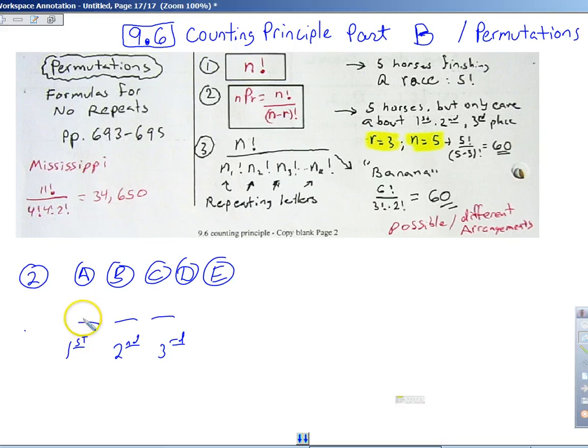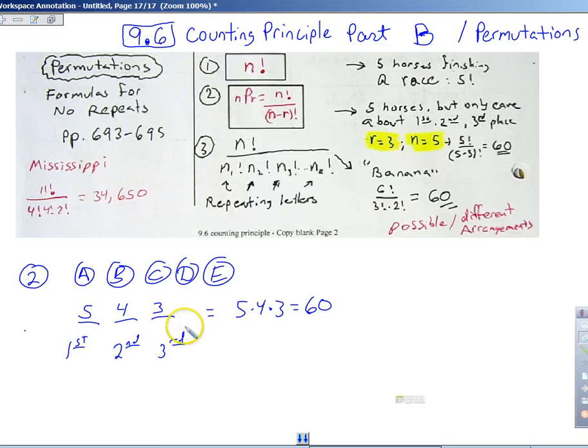How many horses can take first place? Again, there are 5 horses, and one of those 5 horses can take this. 5. How about second place? Once first place has been taken, there are 4 horses that can take second place. And then once first and second place have been taken, there are 3 horses left that can take third place. And so the answer is 5 times 4 times 3, or 20 times 3, 60.